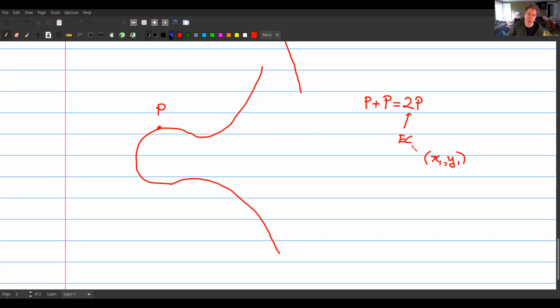But anyway, how do you compute P plus P? You just make the tangent line. So P plus P is the tangent. You use the tangent line, then that intersects the curve at some point, and then you reflect across the x-axis, and this would be 2P equals P plus P.